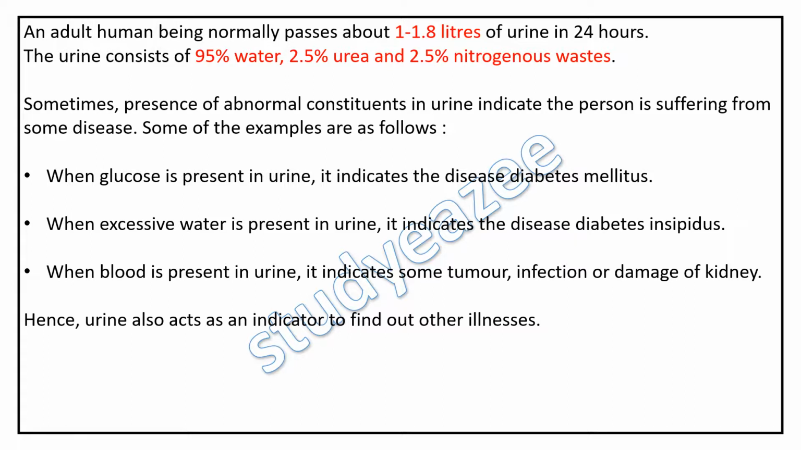When glucose is present in urine, it indicates the disease diabetes mellitus. When excessive water is present in urine, it indicates the disease diabetes insipidus. When blood is present in urine, it indicates some tumor, infection or damage of kidney. Hence, urine also acts as an indicator to find out other illnesses. You might have noticed that a doctor sometimes asks you to go in for urine tests. So this is how the urine indicates the disease.